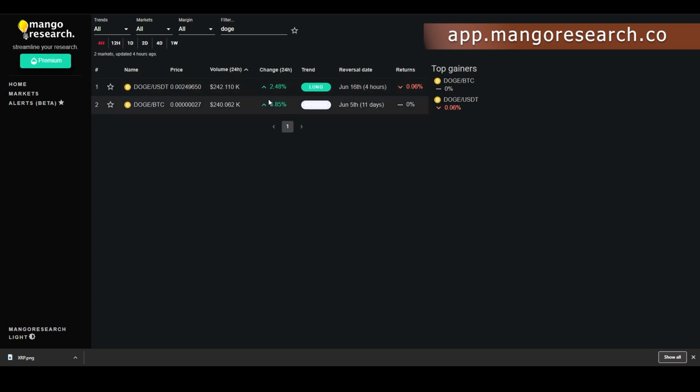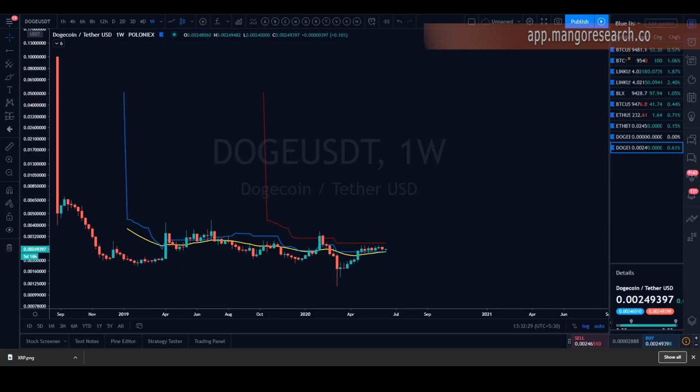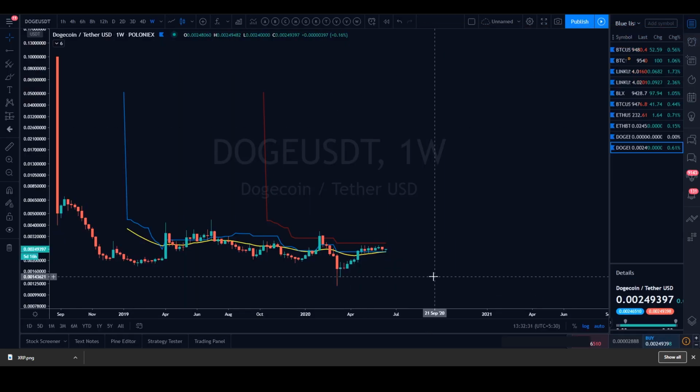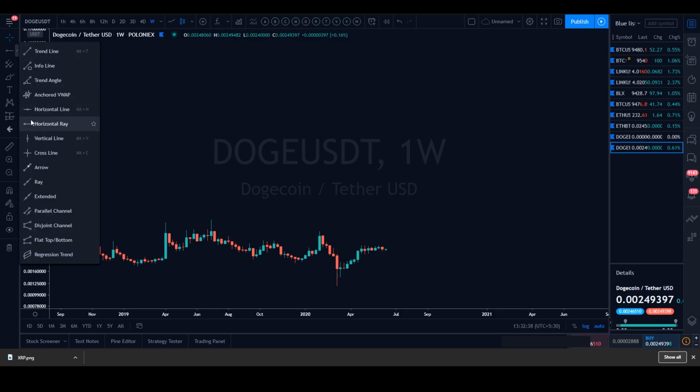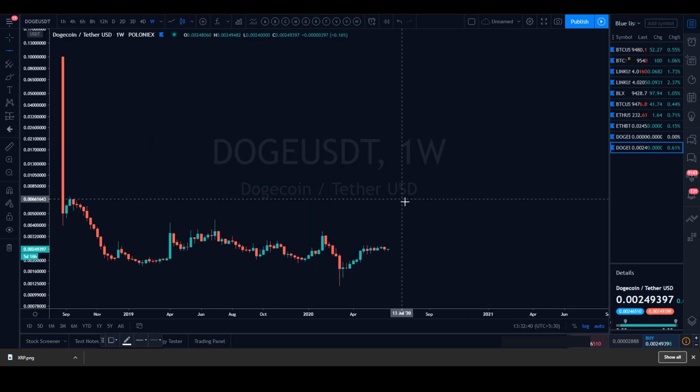Okay, Doge USDT did give us a long signal. This long signal came in 4 hours ago. Doge BTC is still neutral. Okay, so now let's get into the charts. Now, pretty much I'm going to break down this chart the way I do all my other altcoins. Okay, we're going to start off with those high level horizontals. So let's go ahead and mark those out.